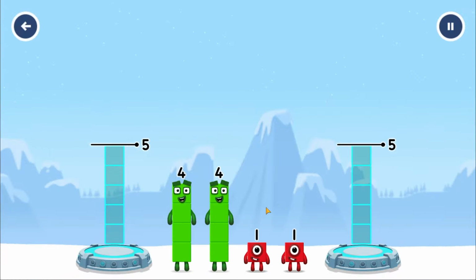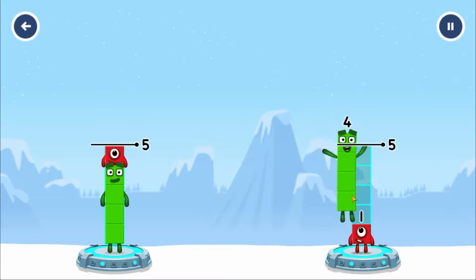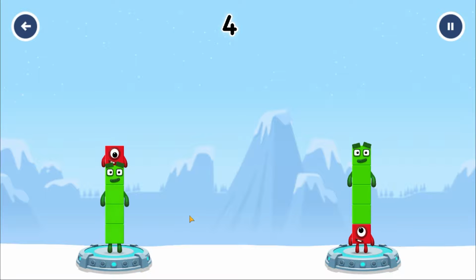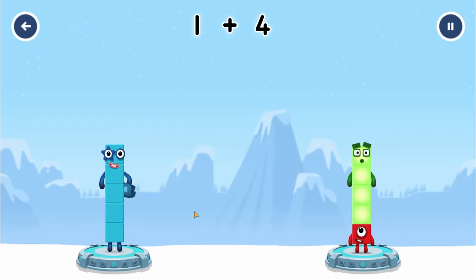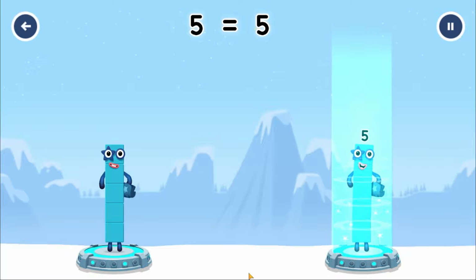Share the number blocks evenly to make 2 groups of 5. 4, 1, 1, 4. That's right. 4 plus 1 equals 5. 1 plus 4 equals 5. 5 equals 5.